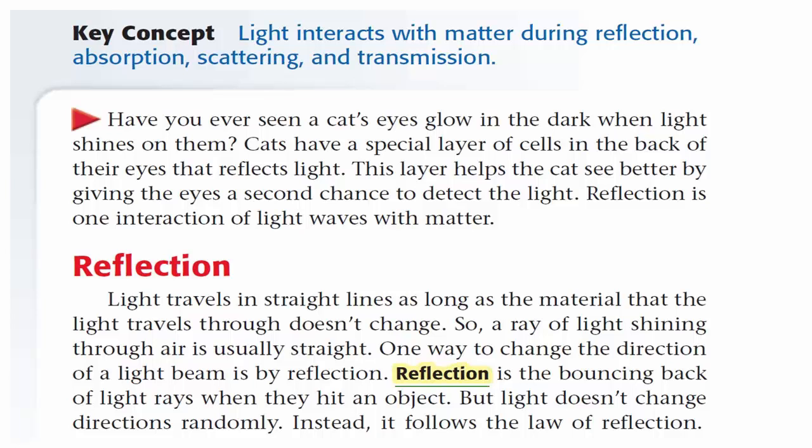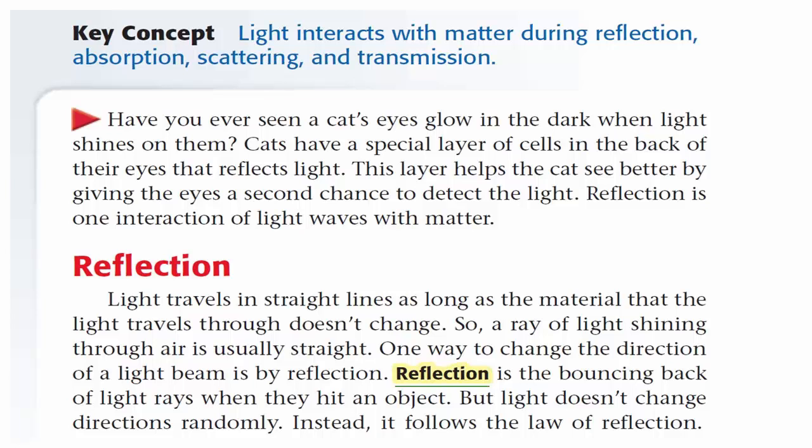Reflection is one interaction of light waves with matter. Light travels in straight lines as long as the material that the light travels through doesn't change. So a ray of light shining through air is usually straight. One way to change the direction of a light beam is by reflection. Reflection is the bouncing back of light rays when they hit an object.